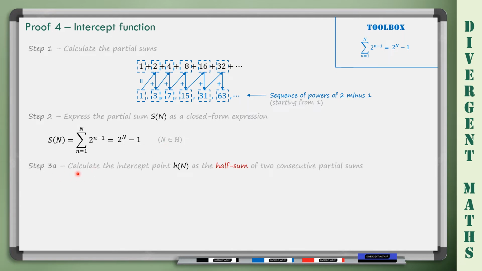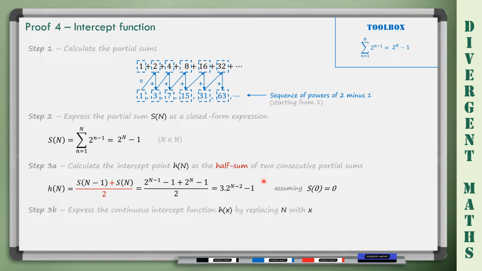Step 3a, calculate the intercept point h of n as a half sum of two consecutive partial sums. So h of n is equal to S of n minus 1 plus S of n, over 2, which in that case is 2 to the n minus 1 plus 2 to the n plus 1 over 2, which simplifies as 3 times 2 to the n minus 2, minus 1. Minus 1 over 2 gives us a minus 1. We have assumed, just to do that calculation, that the first term here on the left, which is not written, is 0. Implicitly, it is assumed to be 0.